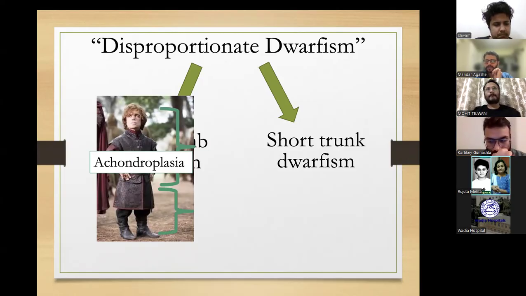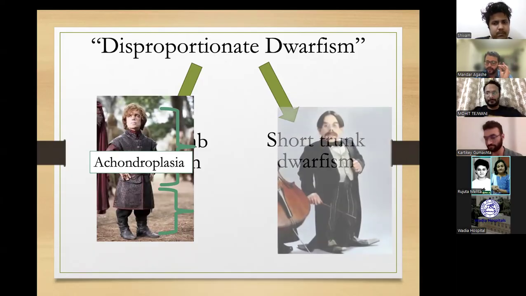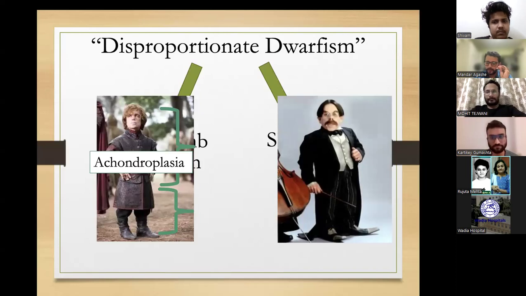I'm sure everyone must have seen the Harry Potter series. In Harry Potter, there was a person called Professor Flitwick. You remember this chap, right? You can see that the limbs are much longer than the trunk. So which is the condition which affects the trunk much more than the limbs? Nandini, is Nandini there?